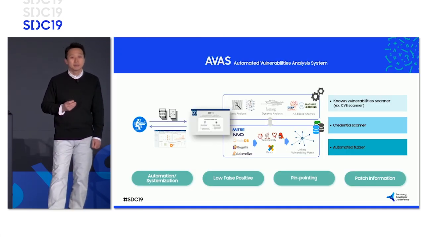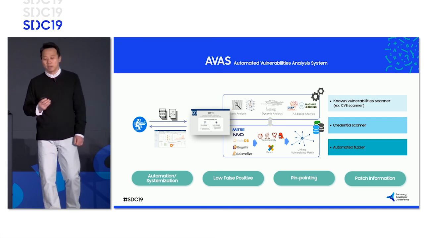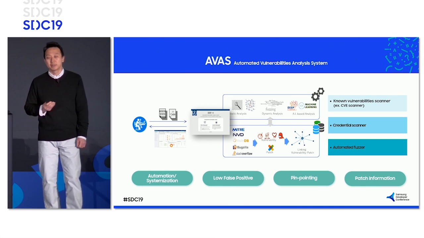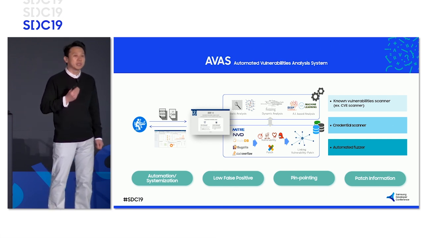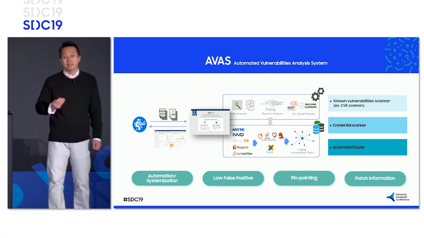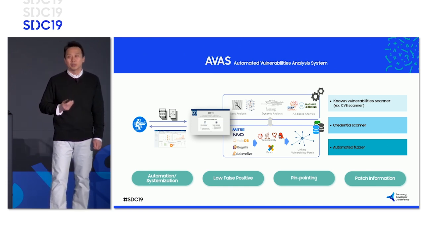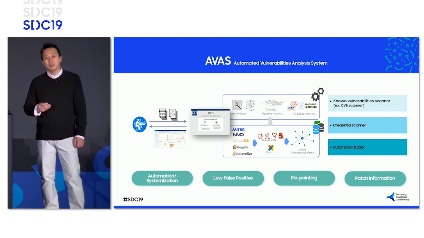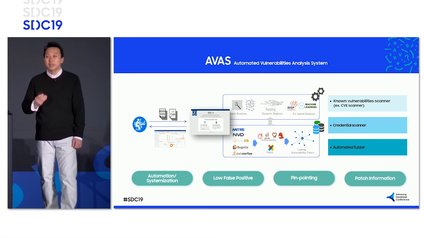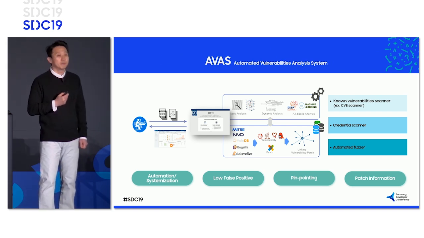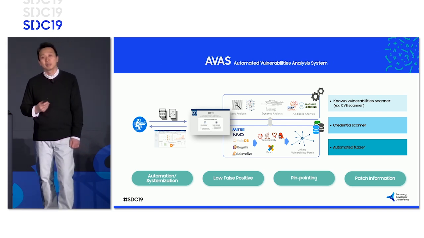AVAS has three main functions. One is the known vulnerability scanner, to detect known vulnerabilities like CVE. Another feature is a Credential Scanner to detect credential information embedded in your software. The last is an automated fuzzer to analyze potential vulnerabilities in our software.